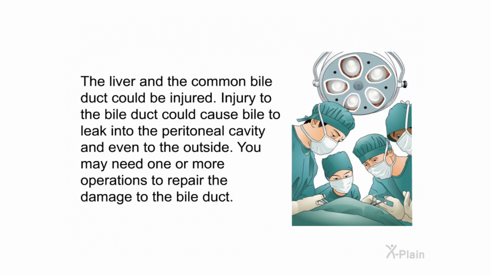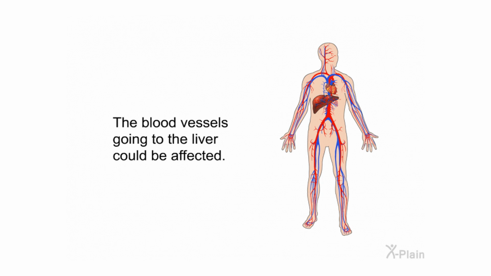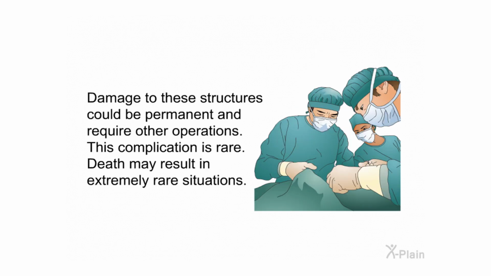The liver and common bile duct could be injured. Injury to the bile duct could cause bile to leak into the peritoneal cavity and even to the outside. You may need one or more operations to repair the damage to the bile duct. The intestines and stomach could be injured. The blood vessels going to the liver could be affected. Damage to these structures could be permanent and require other operations.